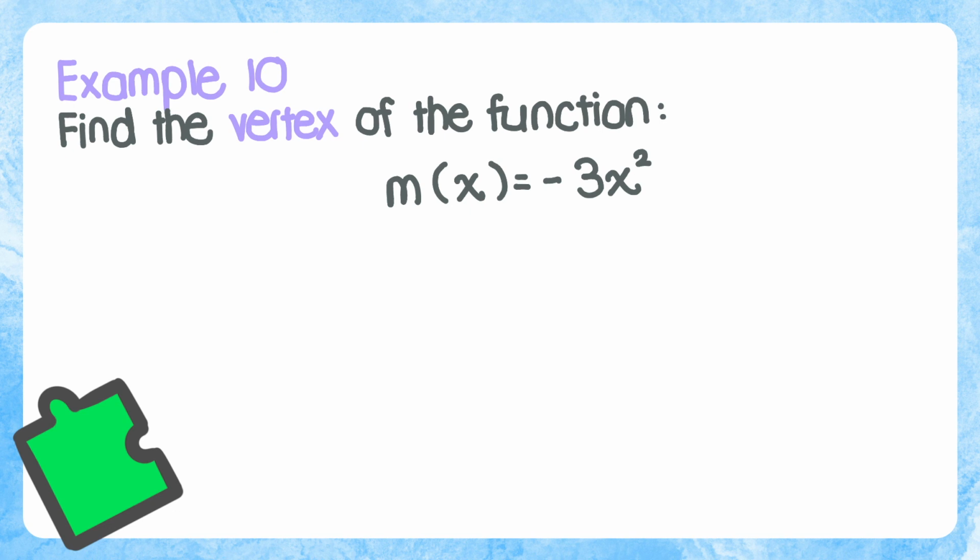Here is your final example on Edpuzzle. Find the vertex of m of x equals negative 3x squared. Think about combining ideas from both example 8 and example 9.